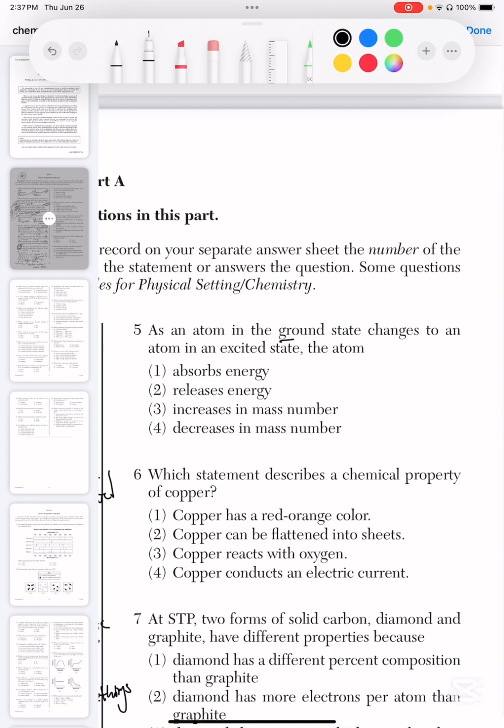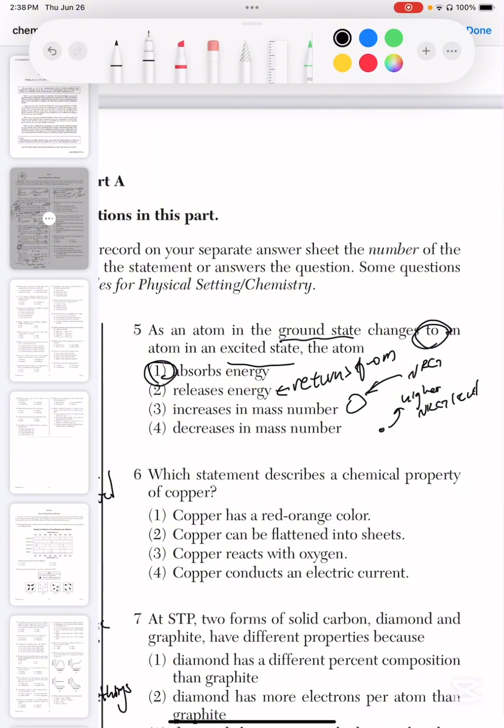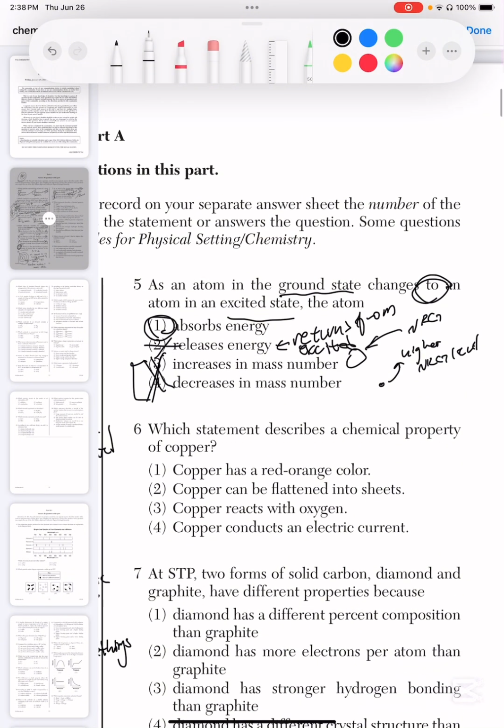Okay, so going from ground state to excited state, they absorb energy. So, for example, an atom needs to absorb energy, and then one of its electrons will go up to a higher energy level. This is what happens when it returns from the excited state. Atoms can't randomly increase or decrease in mass number. So that doesn't really make sense.